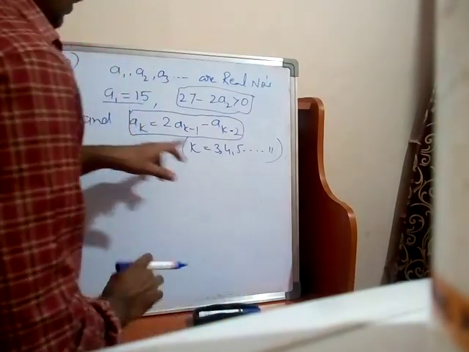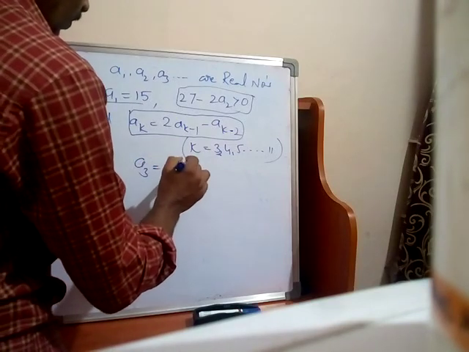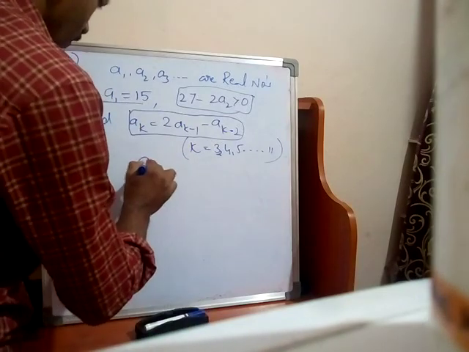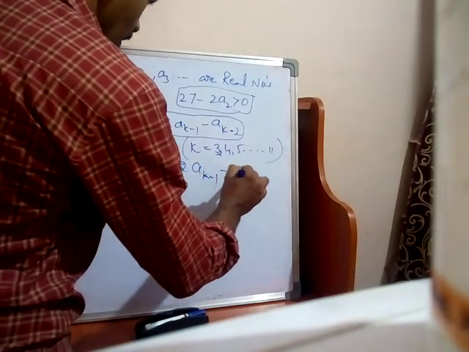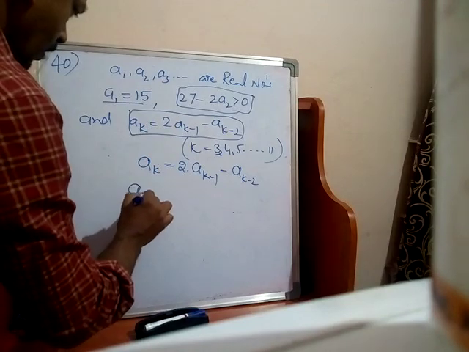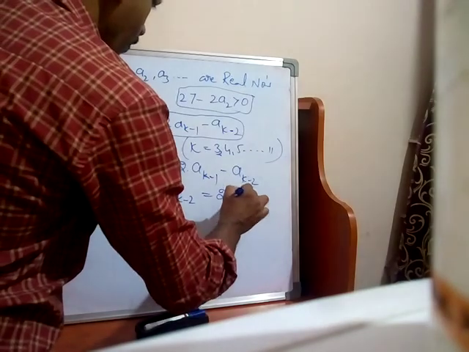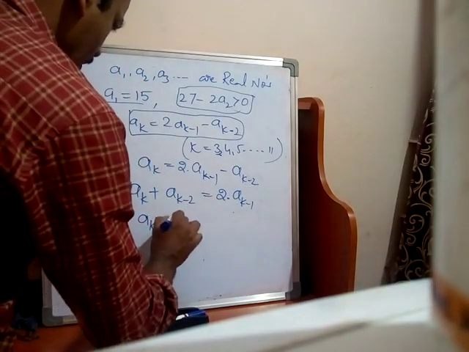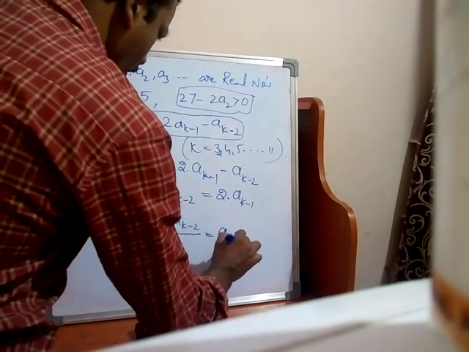So if you take K is equal to 3, A3 is equal to 2 into... First we have to simplify this one. AK is equal to 2 into AK minus 1 minus AK minus 2. So transfer this negative term to this side: AK plus AK minus 2 is equal to 2 times AK minus 1. Now transfer 2 to this side: AK plus AK minus 2 by 2 is equal to AK minus 1.